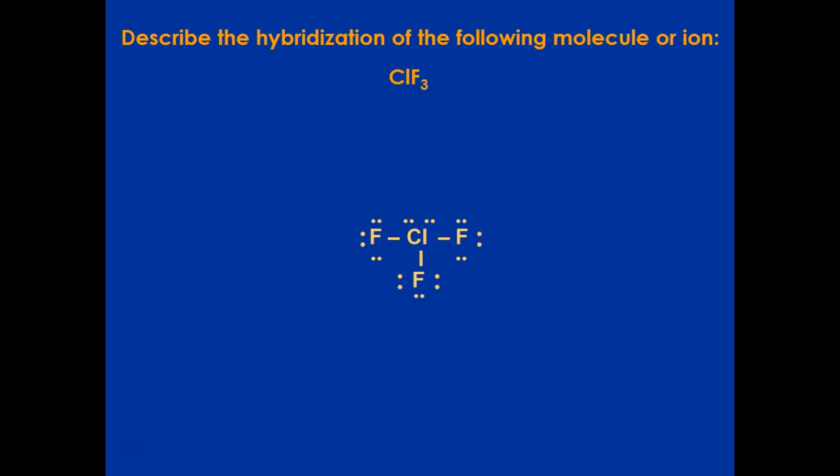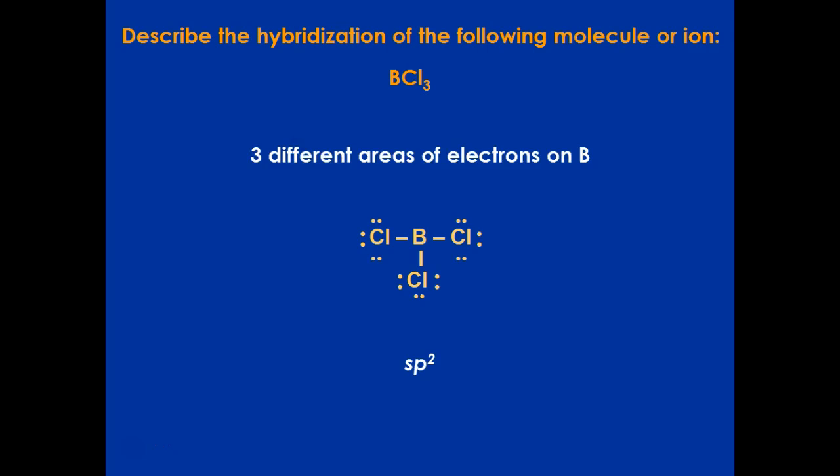In ClF3, this time we're a little bit different because this is one of those that does not follow the octet rule. We have 3 areas that are shared, 2 that are lone pairs, so that's 5 areas total. And so we would need a d orbital along with the s and the 3 p's to fit all these electrons into. So this would be sp3d hybridized. In BCl3, only 3 areas of electrons surround boron, so we only need 2 p orbitals along with the s, so we get sp2 hybridization.